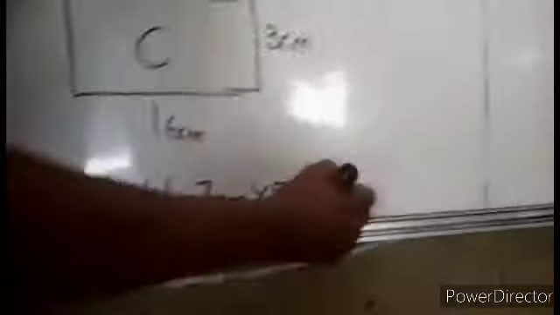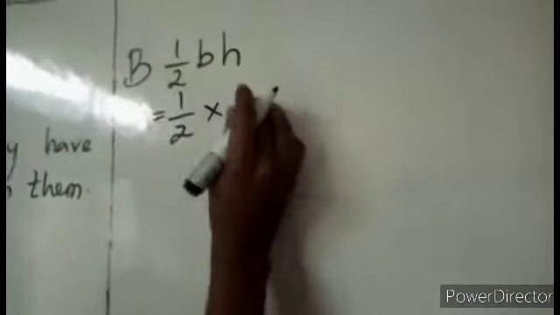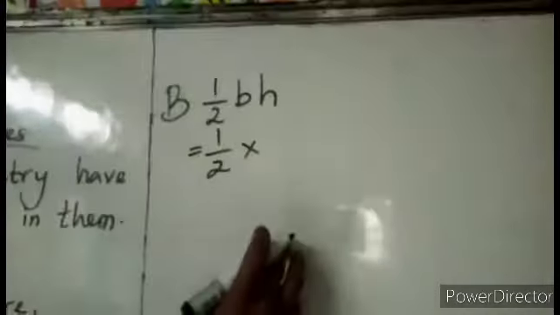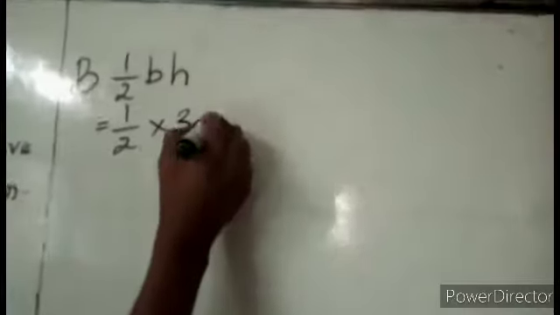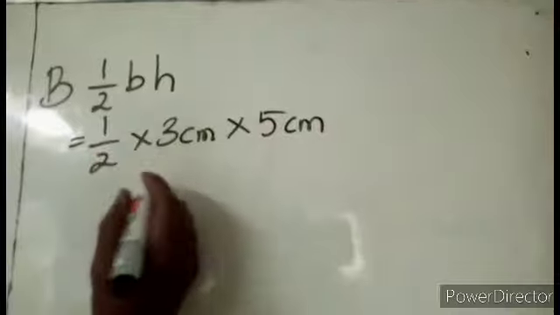Now on shape B, we have this. On B, don't forget we are doing right angle triangle. This is the formula. Area of right angle triangle is half times base times height. So we have half times. Don't forget our base in the question is 3 centimeter. And our height is what? 5 centimeter.